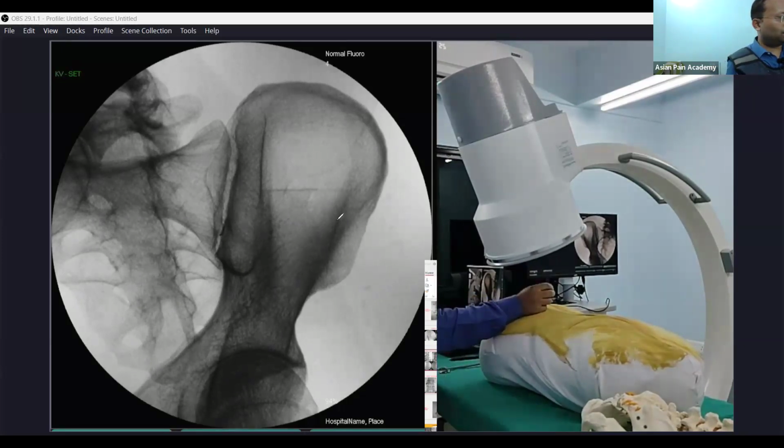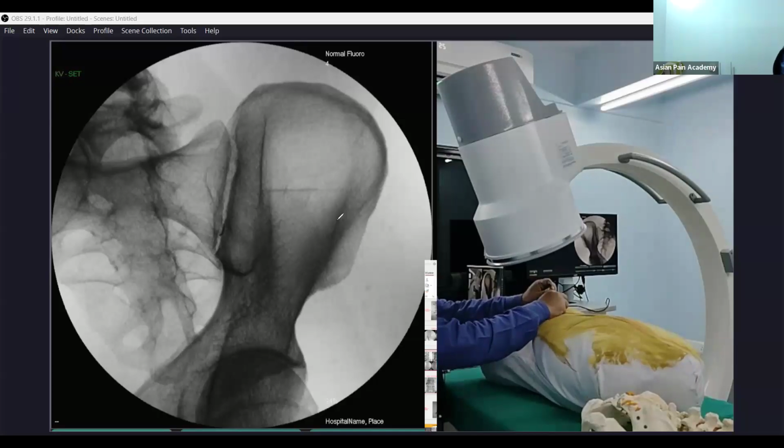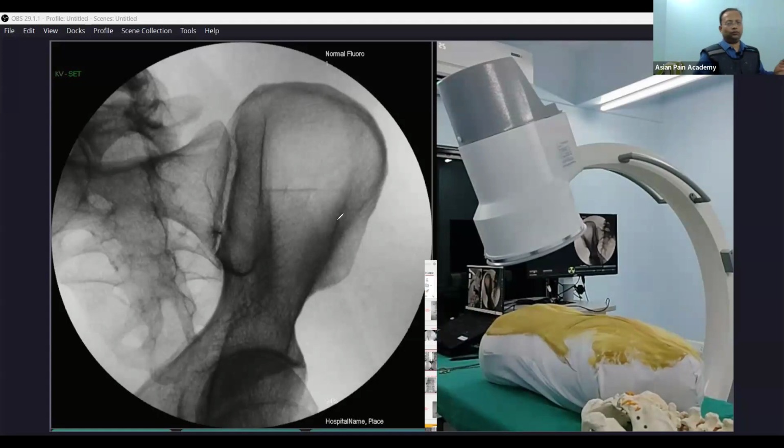Okay. So I'm going inside the joint. So I'm inside the joint actually. So this is a tunnel view. I am inside the joint. Now, how to understand that I am inside the joint or not? First, one point is just go for the contrast. You can inject the contrast and it will have a characteristic spread.